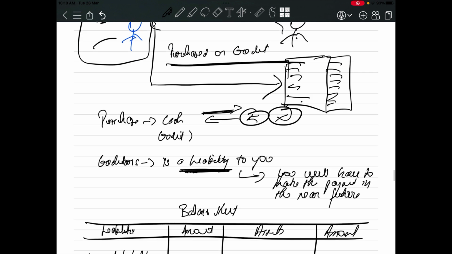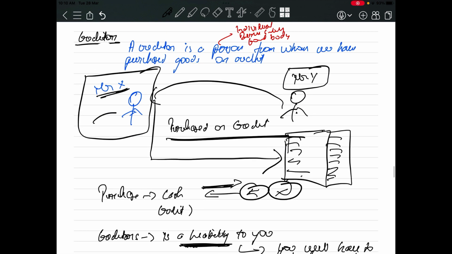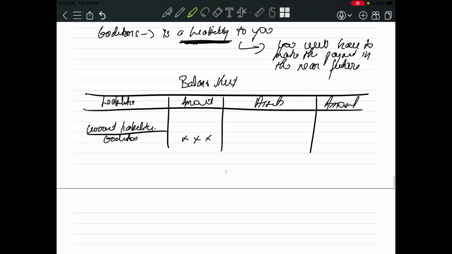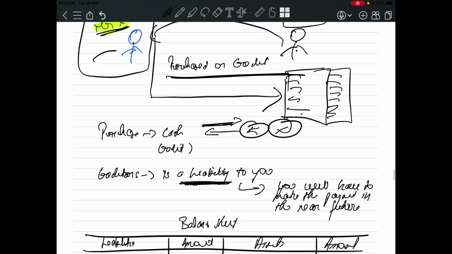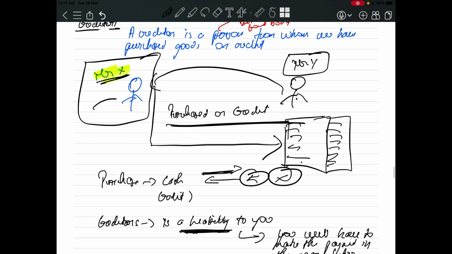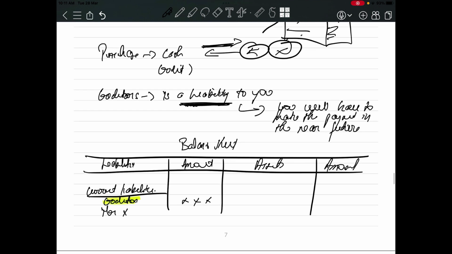Okay, now you have to be very careful. If the question has given you the name of the creditor, in this case Mr. X, you will have to mention Mr. X instead of creditor. Now this concept will be clear when we cover the journal entry part. As of now you just have to understand what a creditor is.